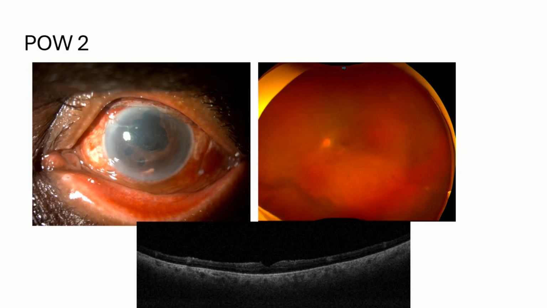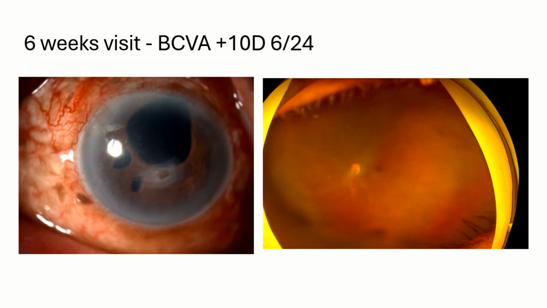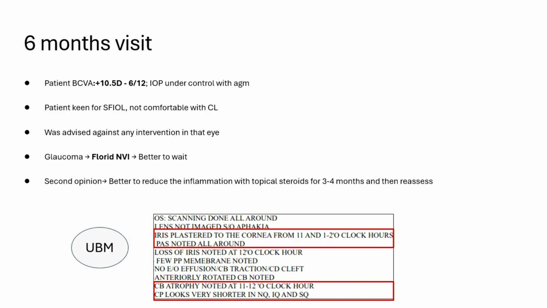So this is postoperative week 2. At 6 weeks with plus 10D, he's 6/24. Now he wanted SFIOL. We can see these sclerosed vessels, and I didn't have the courage to do SFIOL in this eye. So I sent him to Chetan sir, and this patient had florid NVI, which I had actually missed. The glaucoma people had seen him, and both of them suggested not to go for any intervention. He suggested putting him on topical steroids for a little longer, reassessing the inflammation and then taking a call. But I counseled the patient strongly against SFIOL.